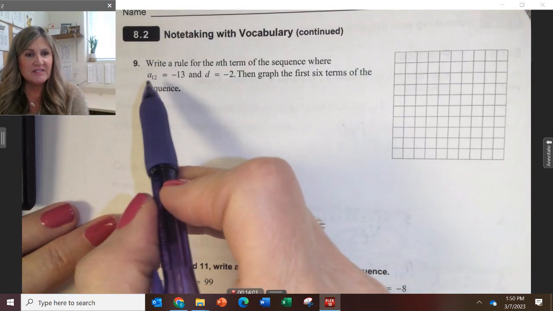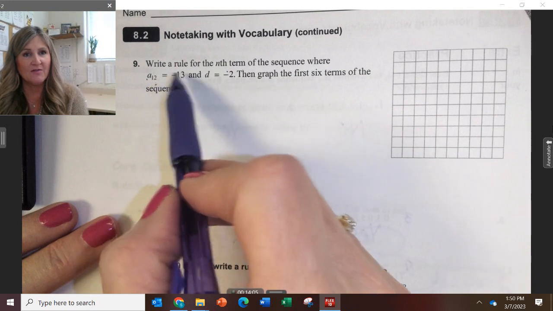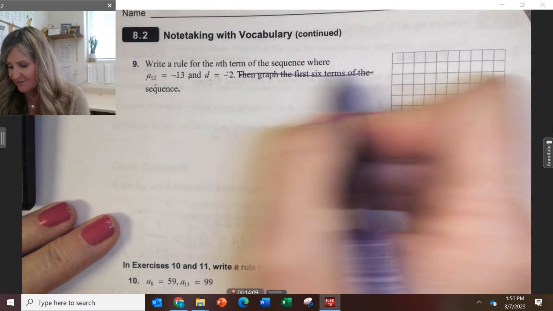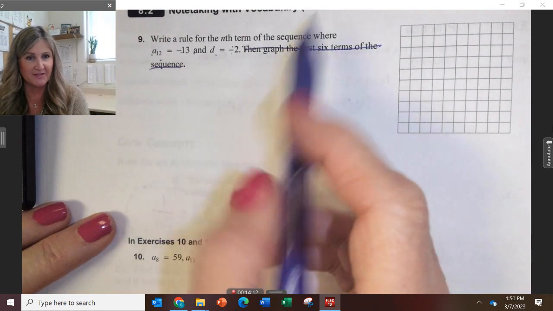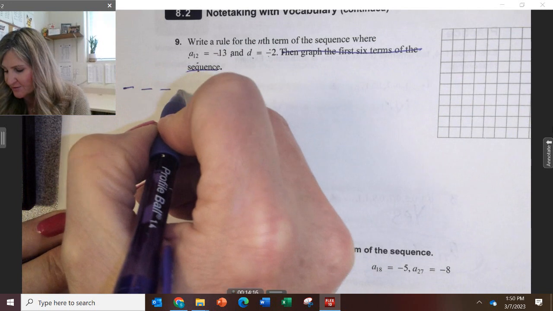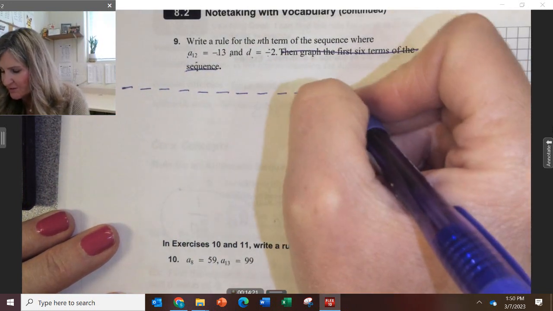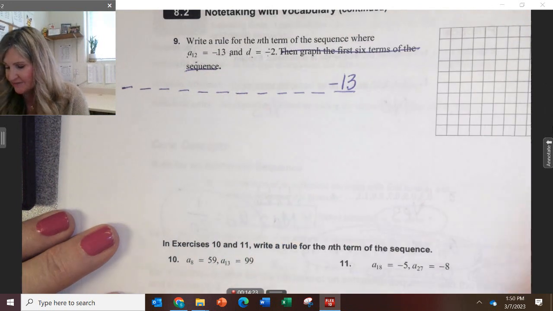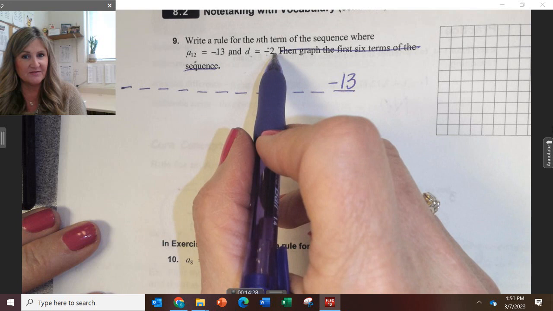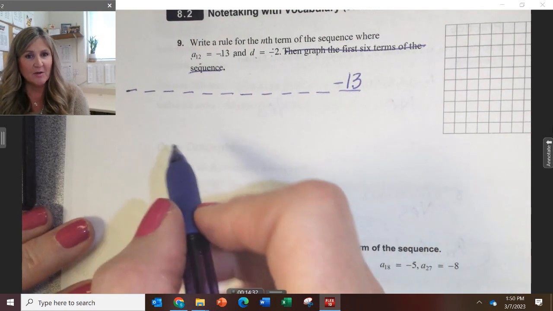Okay, so this one says write a rule for the nth term of the sequence where a sub 12 is -13 and d is -2. We're not going to do the graphing like it says. We're just going to do this part of it. So guys, look what's happening. We don't know the 1st, 2nd, 3rd, 4th, 5th, 6th, 7th, 8th, 9th, 10th, 11th, 12th. We know the 12th term is -13. We know the d value is -2. Okay? Watch how I'm going to go about this then.